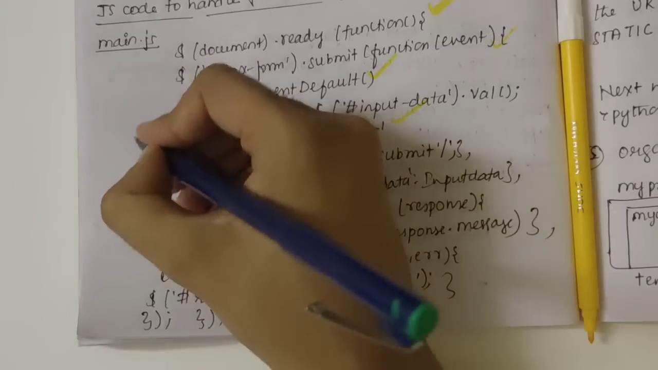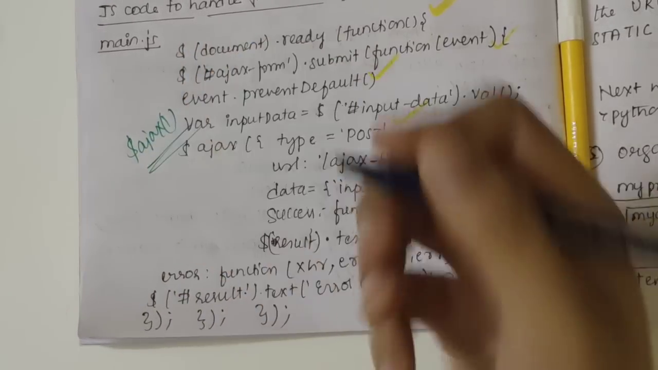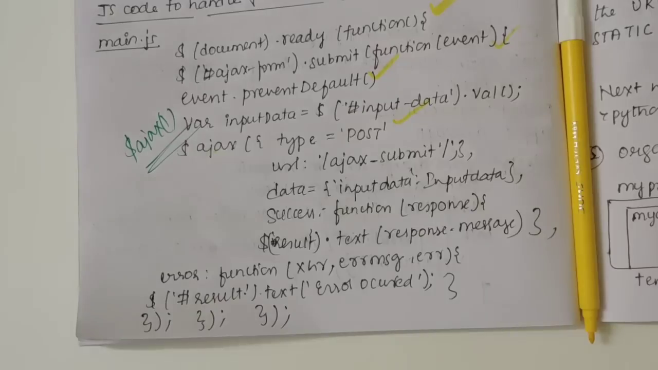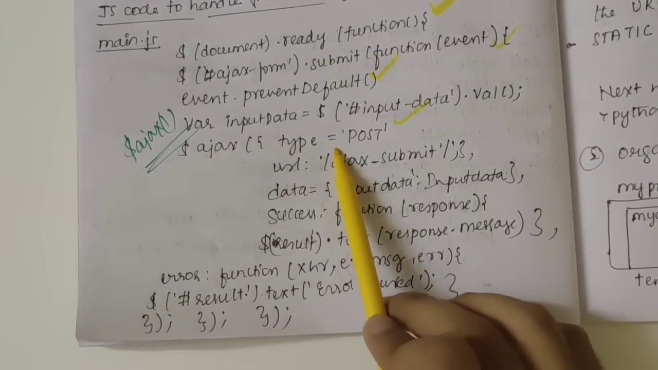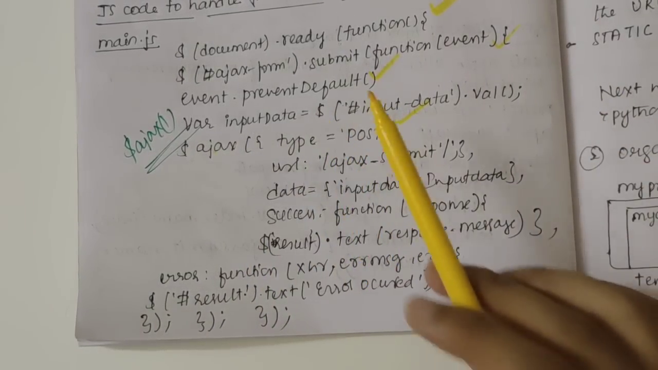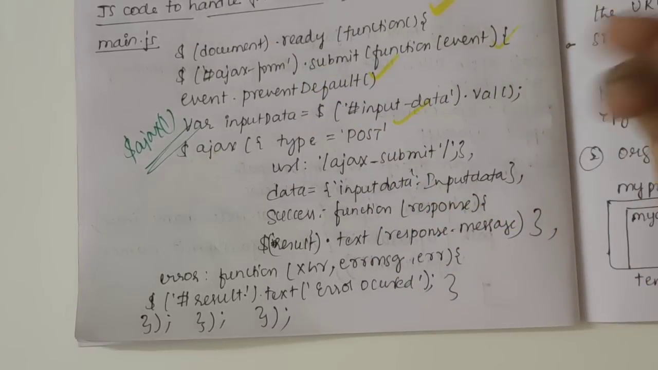Here one line is missing. So here we have to start an Ajax request, and after that I'll be specifying the type part. Here type is equal to post. Type is equal to post means it is an HTTP method, that is post, so the data will be sent to the server.